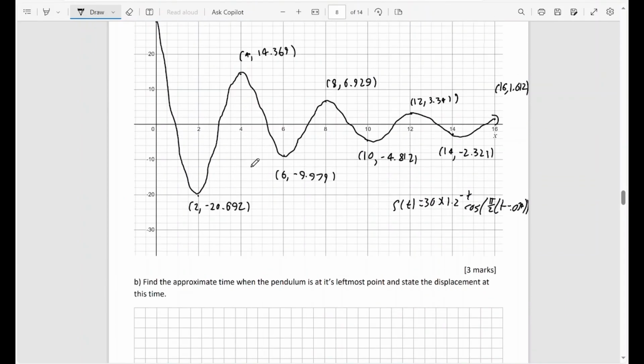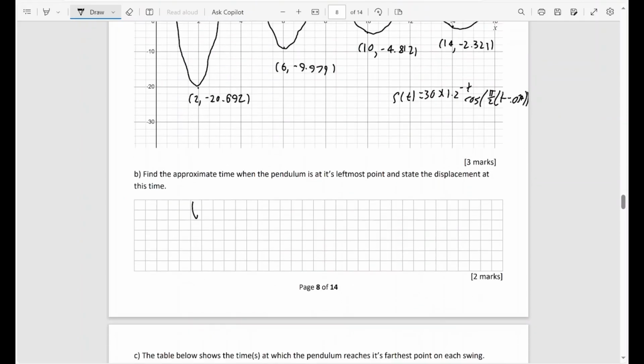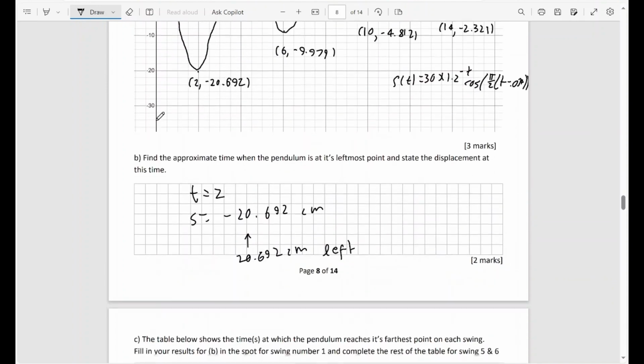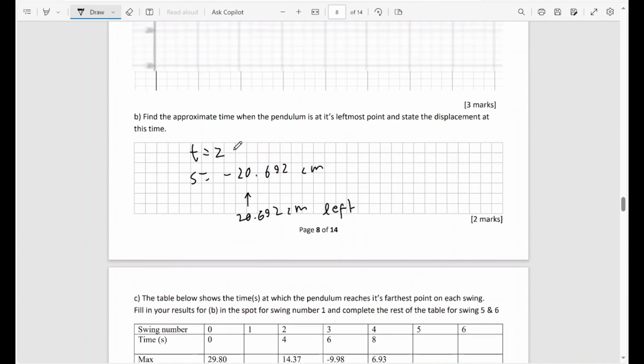Find the approximate time. Now the reason I filled in all these maximums is just that the t is 2 and the s is minus 20.692 centimeters. Cool. So displacement, so 20.692 centimeters left. Because left is down, right is up. That's what you've got to remember for this graph. All right.